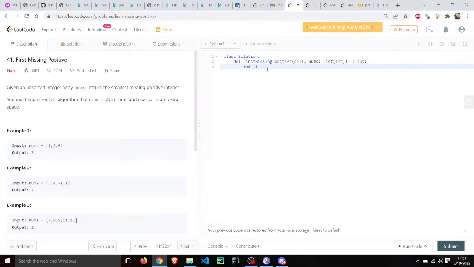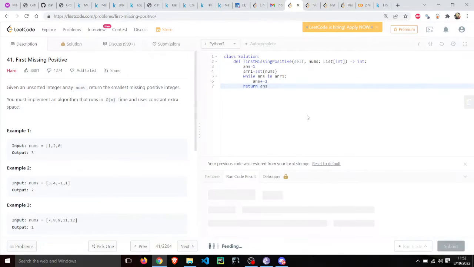So answer is 1, and let's call this array arr1. This would be the set of nums, because the lookup in a set is constant. So while our answer is in arr1, we keep increasing it, and as soon as it breaks out of this array range, we just return it. So let's see.